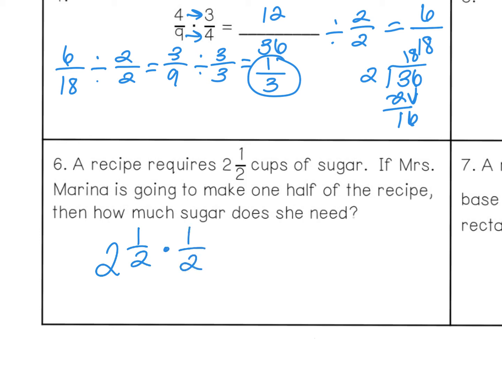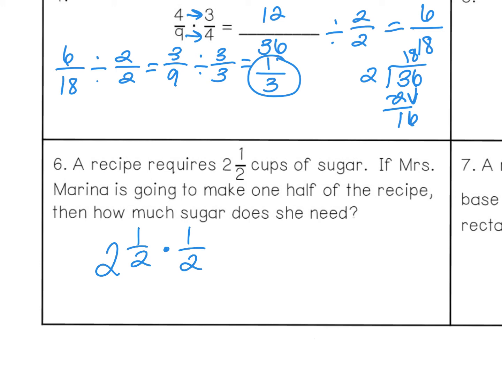Okay, because remember, when we multiply by a fraction, our product is actually going to be less than the fractions that we multiplied by. And that's what we're trying to do. We're trying to cut Mrs. Marina's recipe in half. So that's why we're multiplying by a half. Remember, my first step in order to multiply these fractions together is to first convert my mixed number to an improper fraction. It has to be in fraction form.